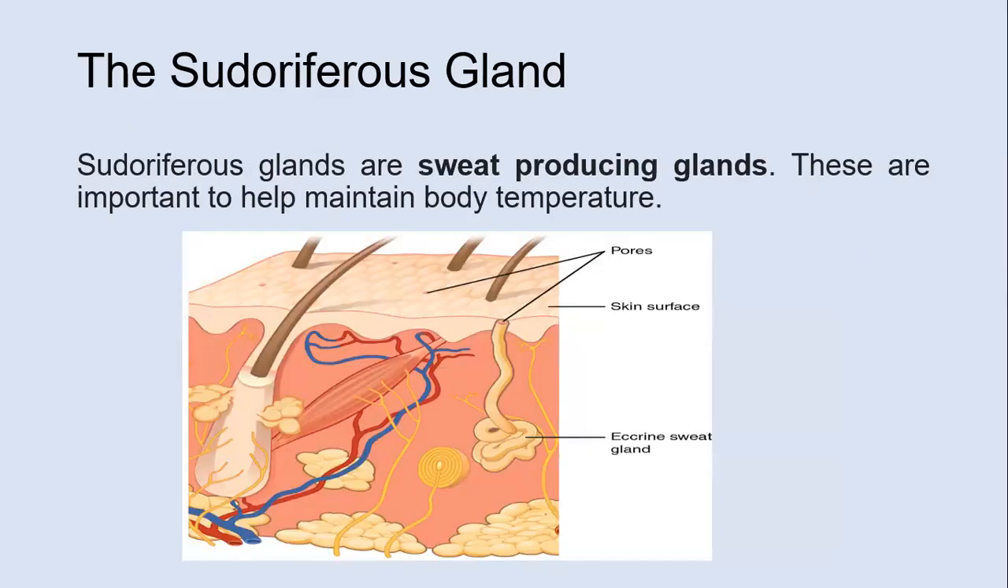Next is the sudoriferous gland. The sudoriferous glands are sweat-producing glands. These are important to help maintain body temperature.